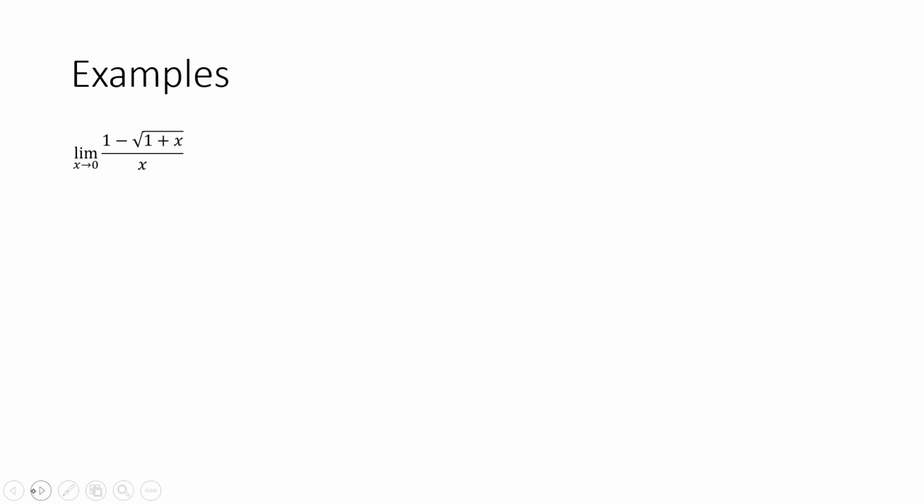Now we get a conjugate one. So if we plug in 0, let's see what we get. We get 1 minus the square root of 1 plus 0, which is the square root of 1, and then at the bottom we have 0. So this is 1 minus 1 over 0, which is 0 over 0. We can't factor this, though. So let's try multiplying by the conjugate.